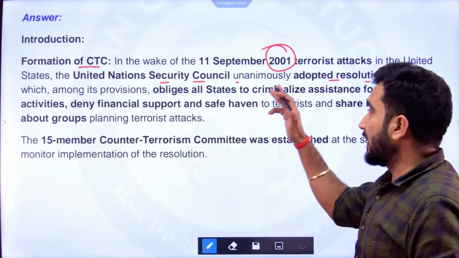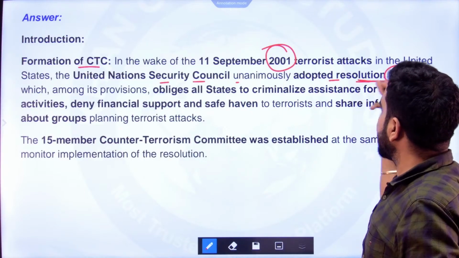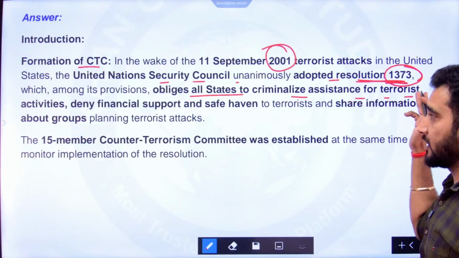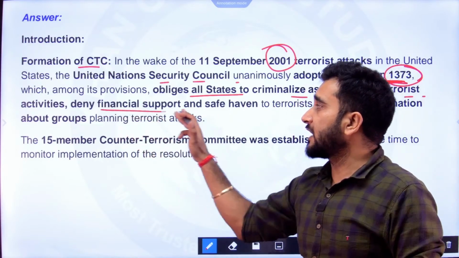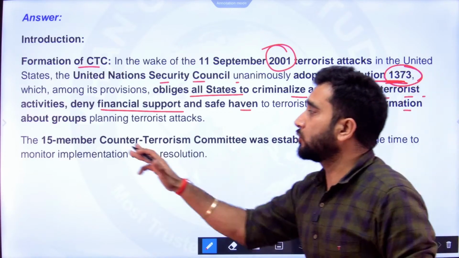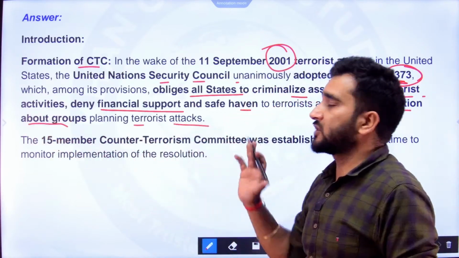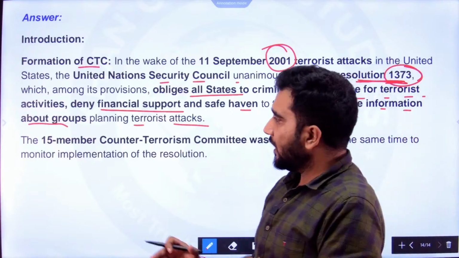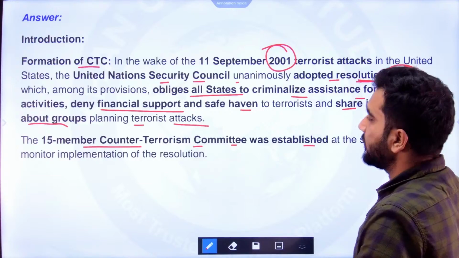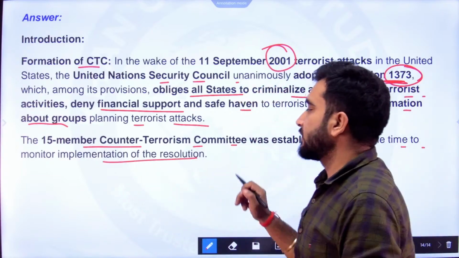एंड 1373 क्या है? रेजोल्यूशन 1373 क्या है? इट ऑब्लाइजेस ऑल स्टेट्स टू क्रिमिनलाइज असिस्टेंस फॉर टेररिस्ट एक्टिविटीज, deny financial support and safe haven to terrorists, and share information about groups planning terrorist attacks. The 15-member counter-terrorism committee was established at the same time to monitor the implementation of the resolution.